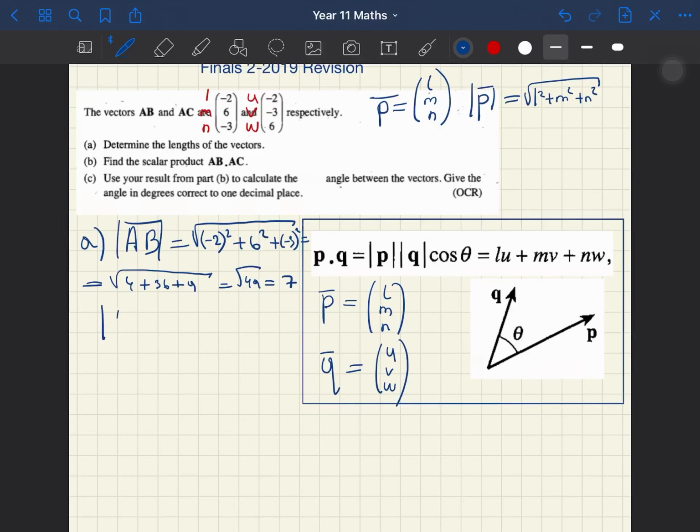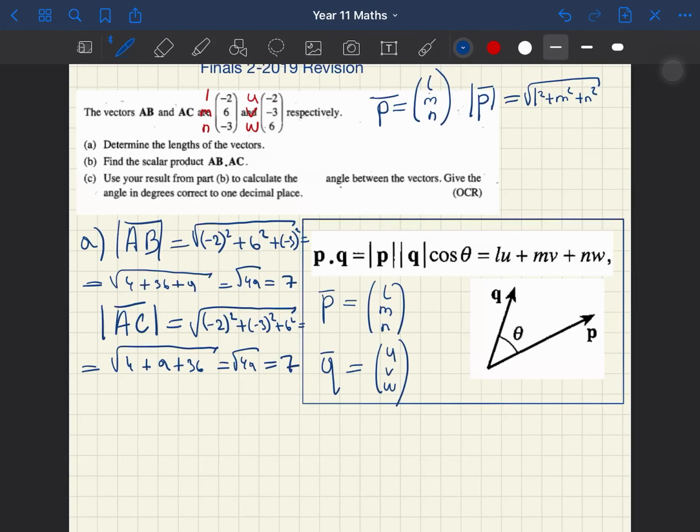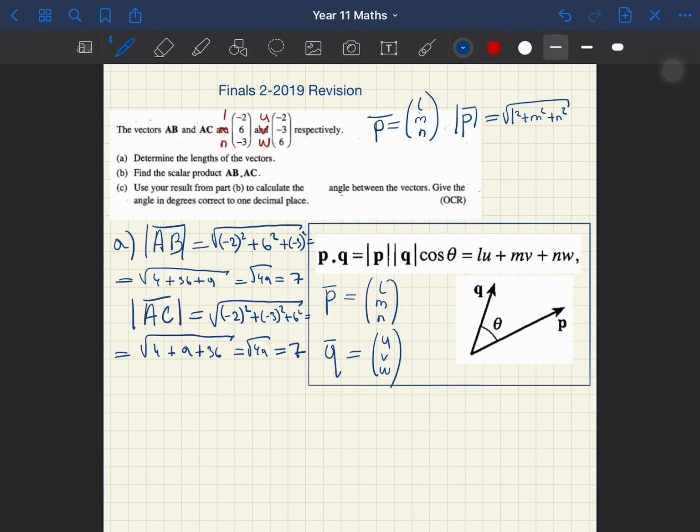Next we do the magnitude of AC, which is actually the same thing. You will see why shortly. So AC is minus 2, minus 3, and 6. So minus 2 squared plus minus 3 squared plus 6 squared equals the square root of 4 plus 9 plus 36, which again equals the square root of 49, which again equals 7. That's it for part A of this question. Let's go to part B.